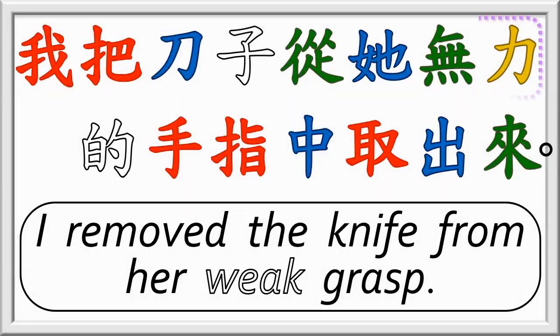The character for physical strength, 力, is represented by a primitive three-pronged plow used to till the soil. So, 无力 means powerless or weak. 我把刀子从他无力的手指中取出来. I removed the knife from her weak grasp.